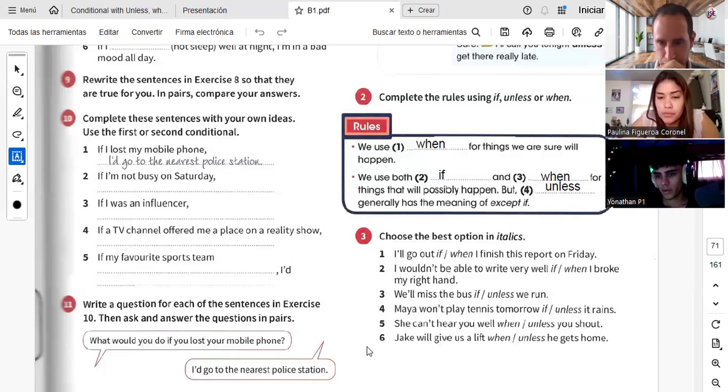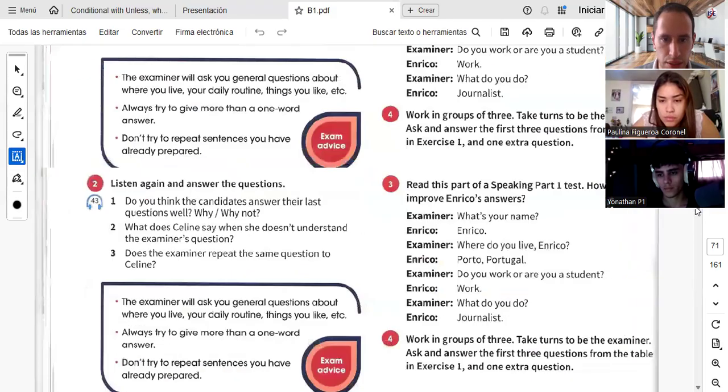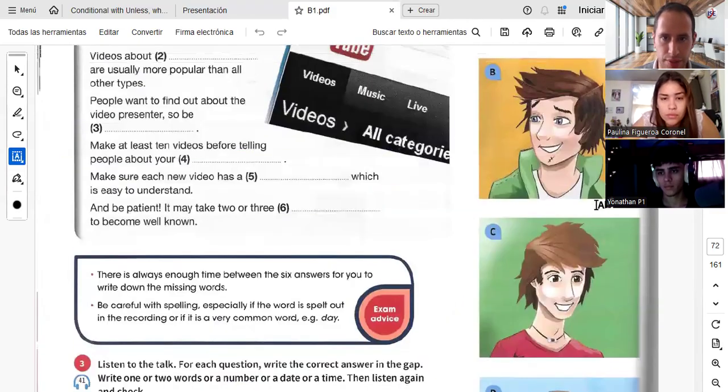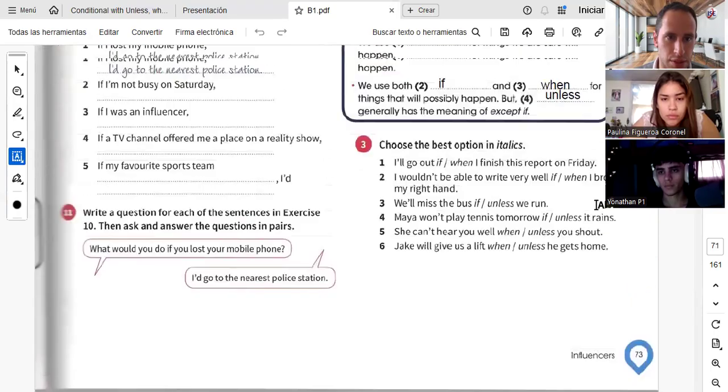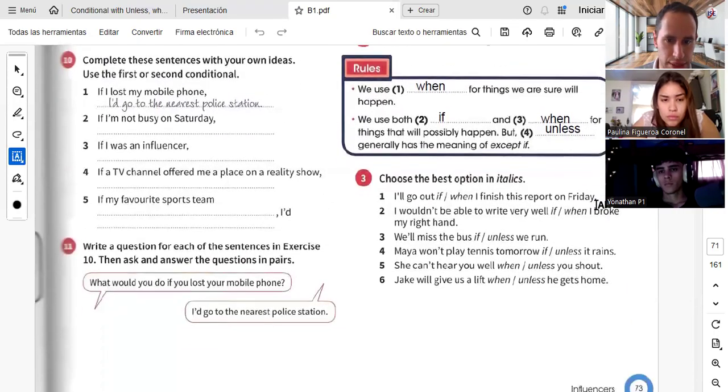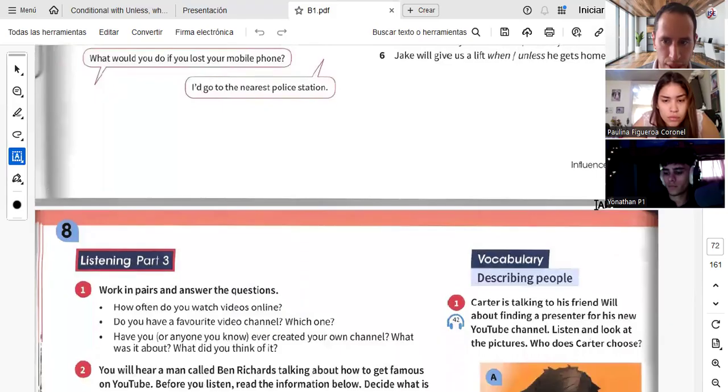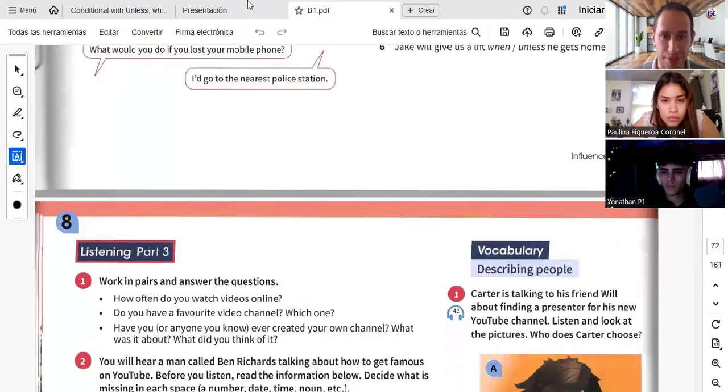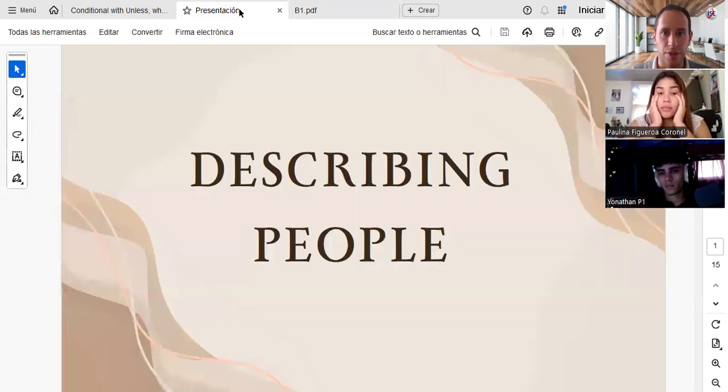Okay, Jake will give us a lift when he gets home. Okay, thank you so much. Oh my God, it's moving so fast. So let me check. Are there other exercises we can do here? Now, let's continue with the next topic. So far, so good. It is clear, right? Do you have any questions about this? Easy. Okay, you're so clever. Congratulations. Now, we're going to talk about describing people.